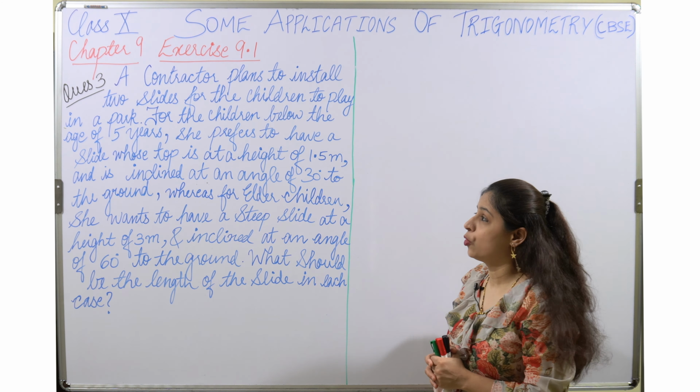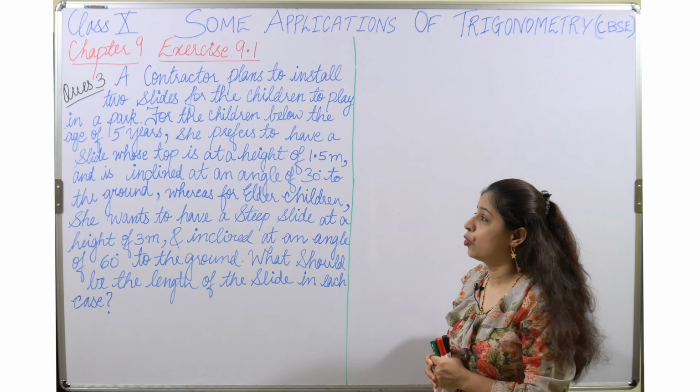For children below the age of 5 years, she prefers to have a slide whose top is at a height of 1.5 meters and is inclined at an angle of 30 degrees to the ground. Whereas for the elder children, she plans to have a steep slide at a height of 3 meters and inclined at an angle of 60 degrees to the ground. What should be the length of the slide in each case?